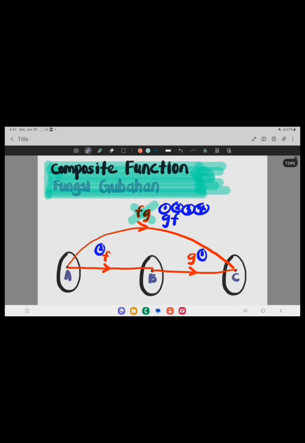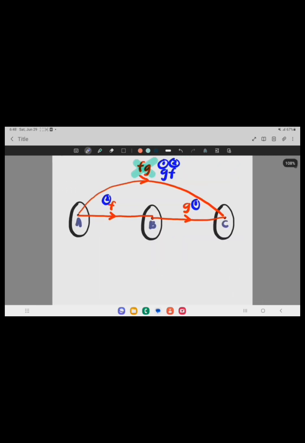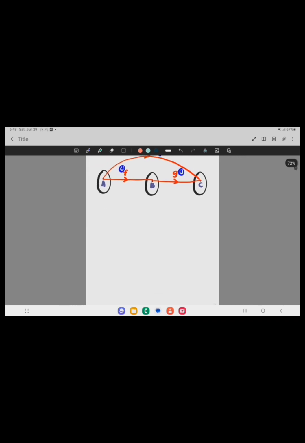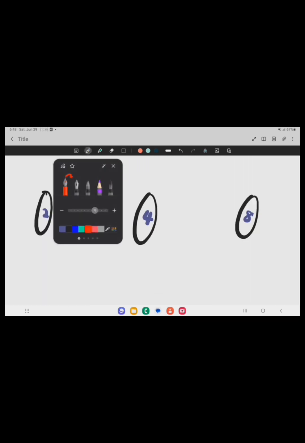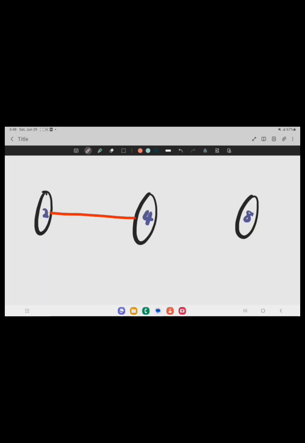Okay, let me give you guys an example here. The same thing I'm going to do. From here to here, I'm going to represent this function as f. From here to here, I'm going to represent this as function g. So if you can see here, what is the relationship between 2 and 4? Basically it's just plus 2, right? Or it is times 2, but here let me just assume it as plus 2.